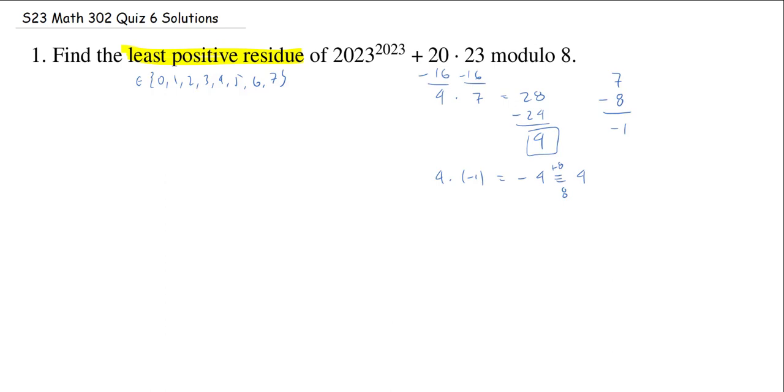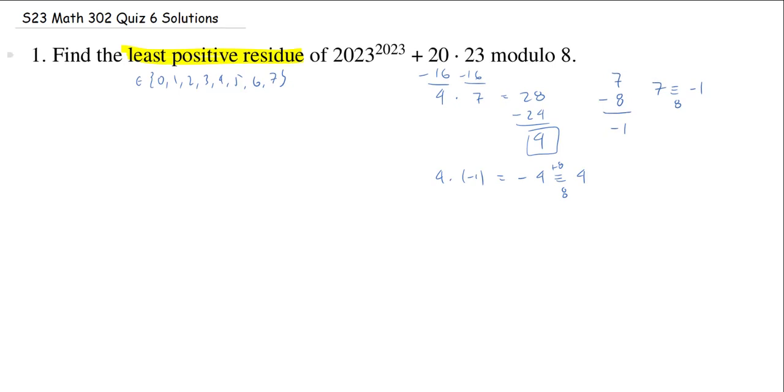Now for this, it's not all that interesting. Doing 28 mod 8 really wasn't all that hard anyway. However, if we keep this in mind, the other part of this problem will be made a lot simpler if we recall that 7 is congruent to negative 1 modulo 8. So we come over here.